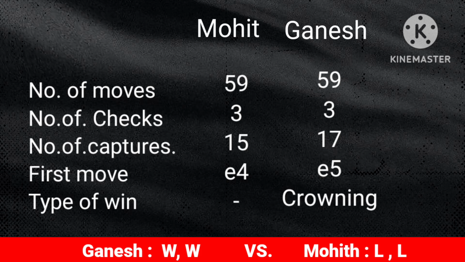And finally, here is the summary of game 2. In game 2, white side Mohith Reddy, he moved 59 and Ganesh 59. And number of checks by Mohith Reddy 3 and Ganesh 3. And number of captures by Mohith Reddy 15 and Ganesh 17. Finally, Ganesh won by crowning.